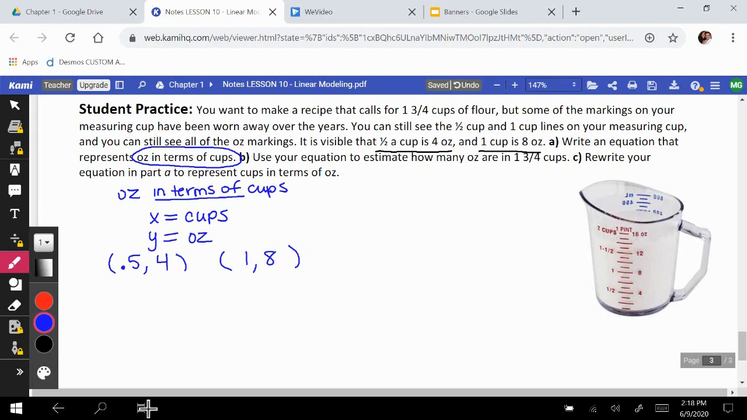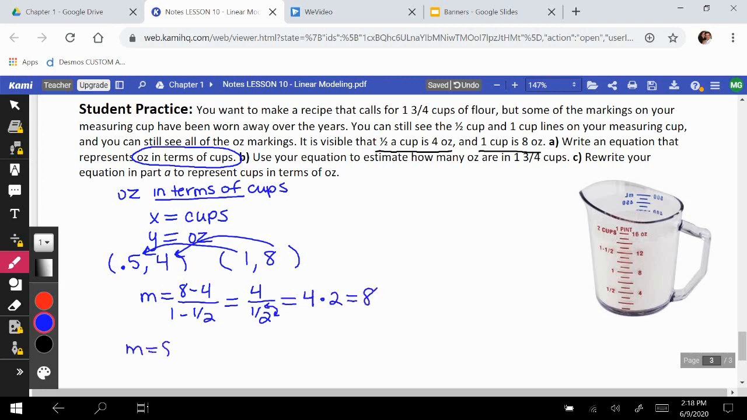What we have to do is find the slope. Let's do that first. 8 minus 4 over 1 minus half. We end up with 4 over half. Right? Rather than dividing by half, we can multiply by the reciprocal. If I flip 1 over 2, I get 2 over 1. So I get that my slope is 8. Okay, slope is 8, and we just pick one of those 2 points to use in our point slope form.